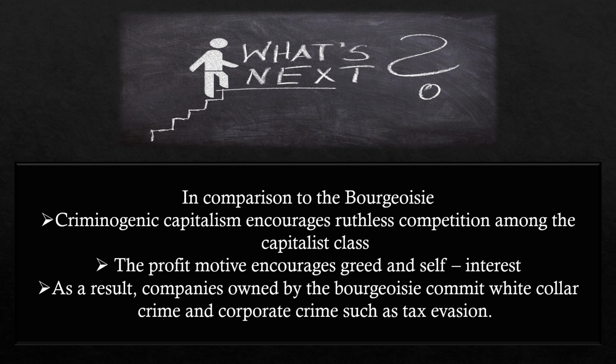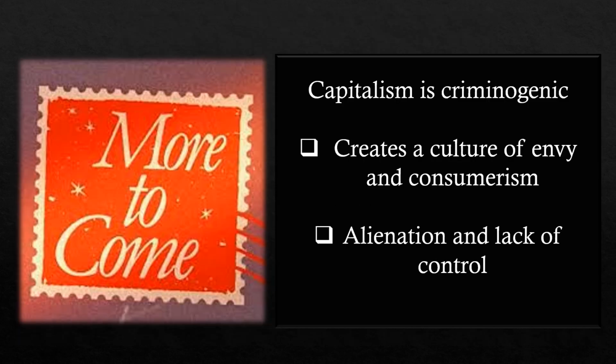And you can continue to expand on this explanation by adding further analysis, for example, by making a comparison to the bourgeoisie or the capitalist class. Because according to Marxists, criminogenic capitalism encourages the ruthless competition among the capitalist class. And this profit motive encourages greed and self-interest. And as a result, companies owned by the bourgeoisie may commit white-collar crime and corporate crime, such as tax evasion. There are also further explanations why capitalism is criminogenic, and this could include it creates a culture of envy and consumerism, or alienation and a lack of control.